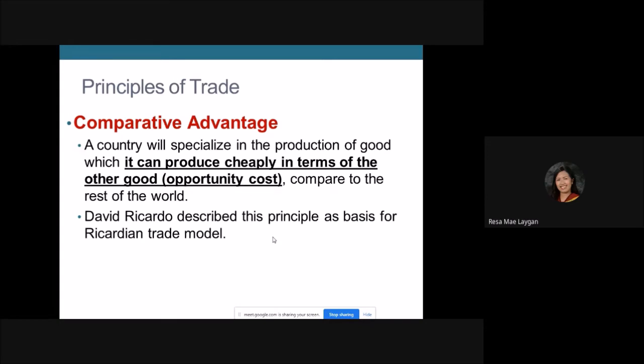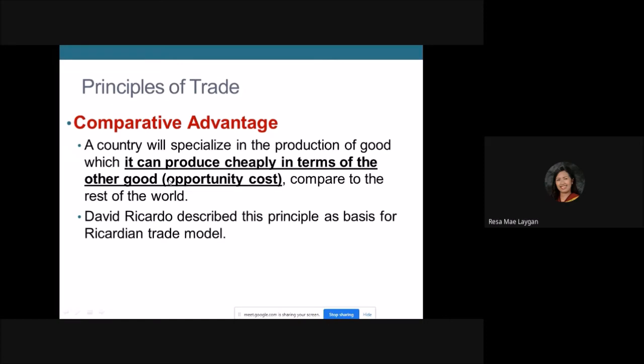So, mas mura in terms of the other good, like in a sense of opportunity cost. So, when we say opportunity cost, this is the value, no, of how much did you sacrifice this good for the other good or option. So, compare, no, to the rest of the world here. So, si David Ricardo is the one who described this principle, no, as basis for Ricardian trade model.